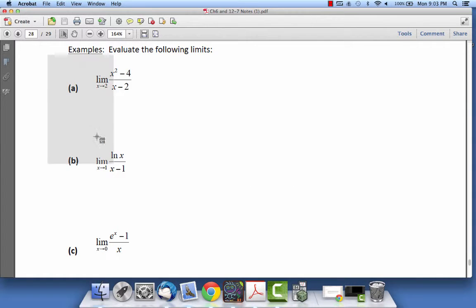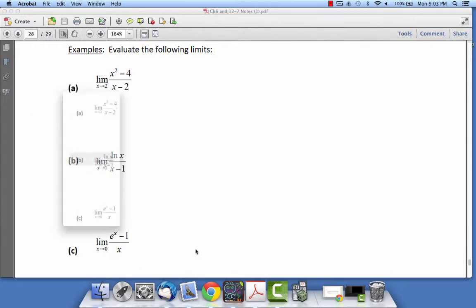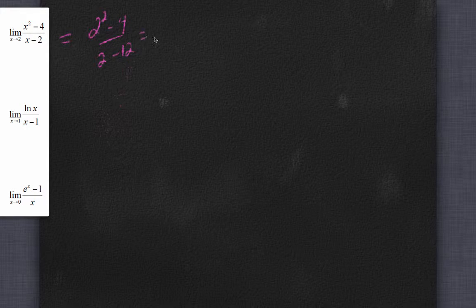Now we're going to look at these. Okay, so for this one, step 1, always plug in. So 2 squared minus 4 over 2 minus 2. That was super weird. 0 over 0, so we can't do it.